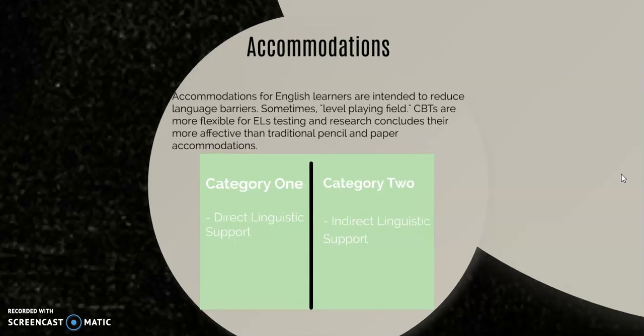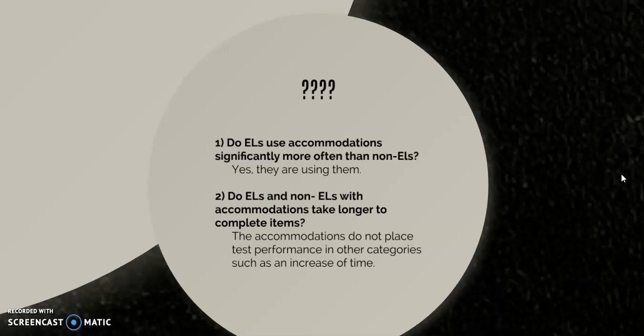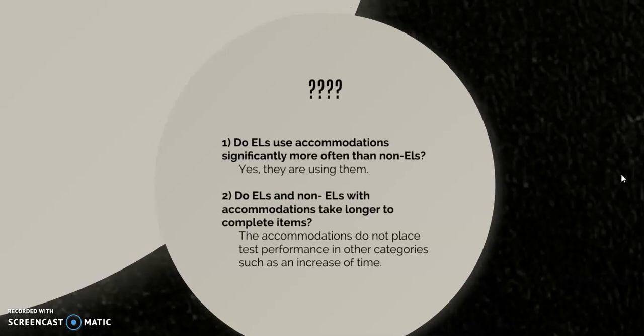Accommodations are of two different kinds. They are intended to reduce those language barriers, and category one is direct linguistic support, and category two is indirect linguistic support. There were a couple of questions asking how much they use them, and yes, they do. And then another one is if ELs take longer than non-ELs, and the accommodations do not give the English language learners more time to take the exams.